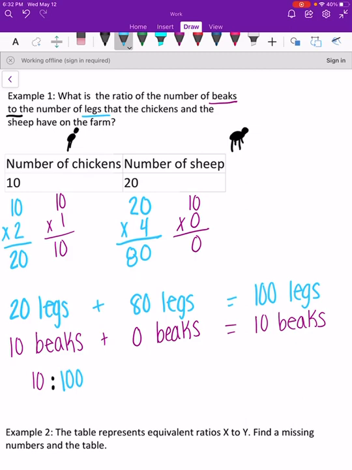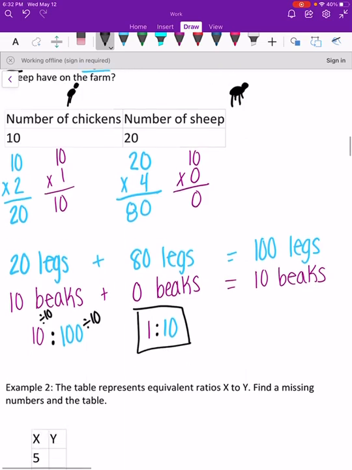And we can simplify that, right? We can divide both by 10. So in the end, we get 1. 10 divided by 10 is 1. 2. 100 divided by 10 is 10. So our beak to leg ratio for the chickens and sheep on the farm is 1 to 10. 1 beak to every 10 legs. Okay, that's the first example.